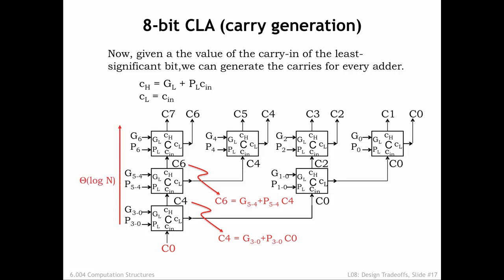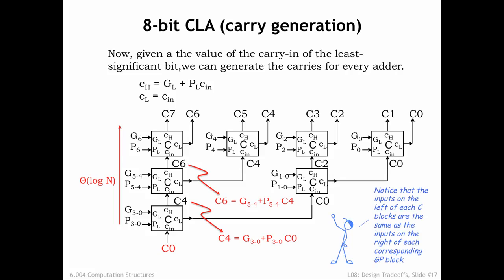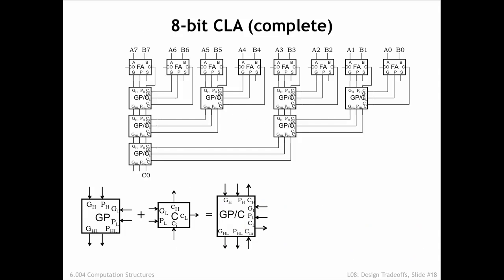Again, the total propagation delay from the arrival of the C0 input to the carry-ins for each full adder is order log n. Notice that the GL and PL inputs to a particular C module are the same as two of the inputs to the GP module in the same position in the GP tree. We can combine the GP module and C module to form a single carry look-ahead module that passes generate and propagate information up the tree and carry-in information down the tree. The schematic at the top shows how to wire up the tree of carry look-ahead modules.